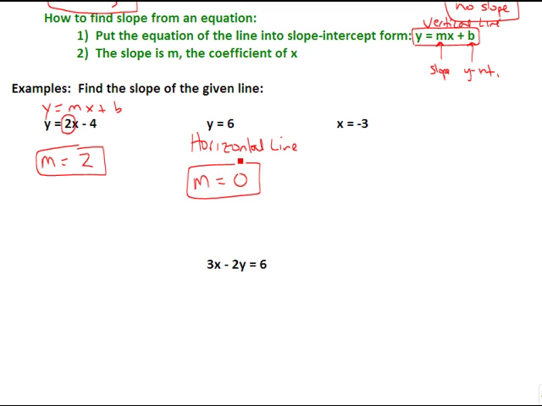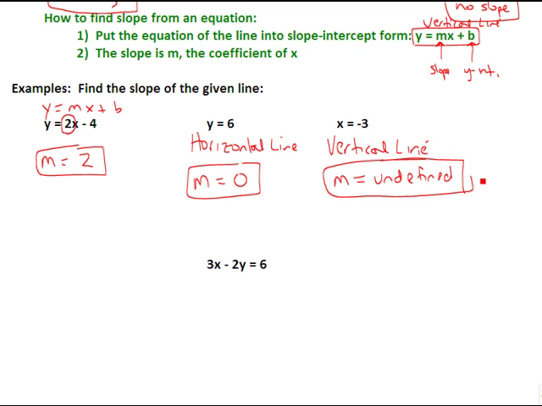So again, we're not really doing any work here. We're just recognizing that we have a horizontal line to begin with, therefore its slope must be 0. In the second example over here, x equals a constant is always going to be the equation of a vertical line. And what you want to have memorized for that is the slope of every vertical line is undefined. So just recognize that you have a vertical line to begin with, therefore its slope must be undefined.